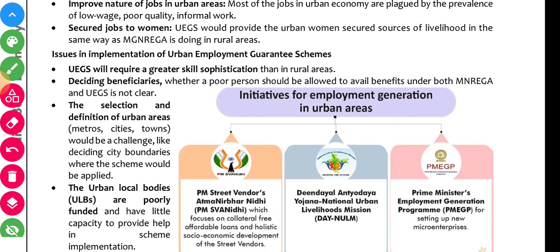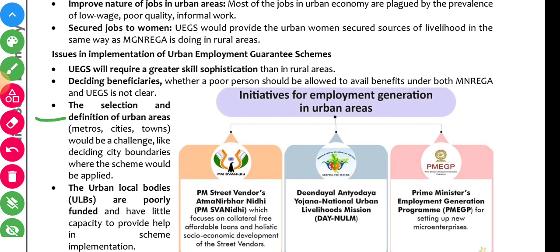What are the issues to implementation of the urban employment guarantee scheme? Urban employment guarantee schemes will require a greater skill sophistication than in rural areas. Deciding beneficiaries, whether a poor person should be allowed to avail benefits under both MGNREGA as well as urban employment guarantee schemes is not clear.